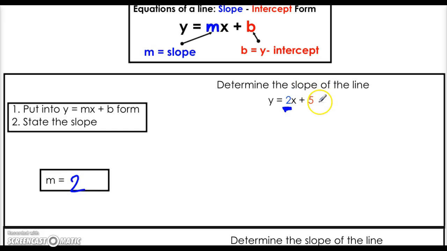And this might help you for next lesson, but 5 is your y-intercept. But for this, it has nothing to do with the slope. We don't care about it. That is the only thing we're looking at. The slope is 2, not 2x, just 2.